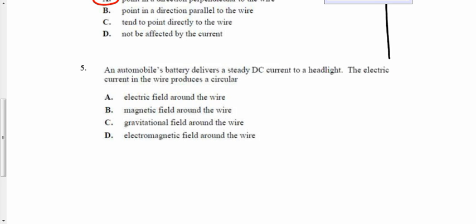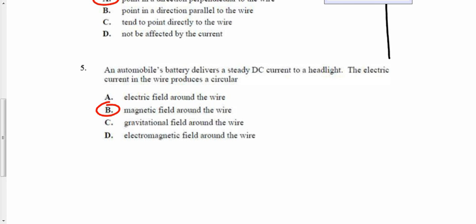Now, what does the electric current, this DC current, produce? Is it going to produce an electric field? Yes. Is it a circular electric field? No. Does it produce a magnetic field? Yes. Is it a circular magnetic field? Yeah. The magnetic field surrounding a current-carrying wire is going to be circular. A gravitational field, it does produce a gravitational field because electrons have mass and mass produces gravitational field, but it's not going to be a circular gravitational field.